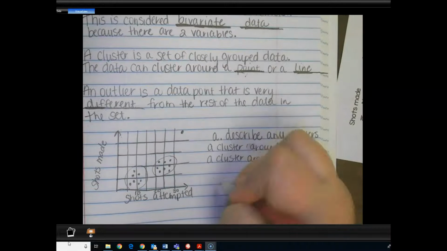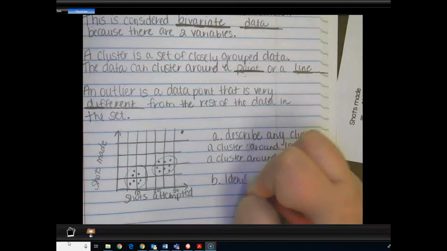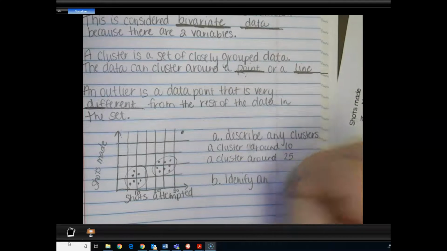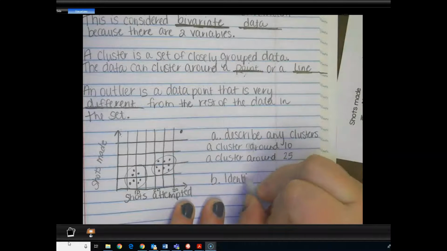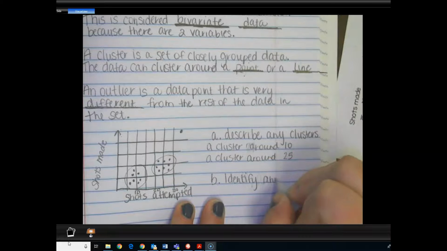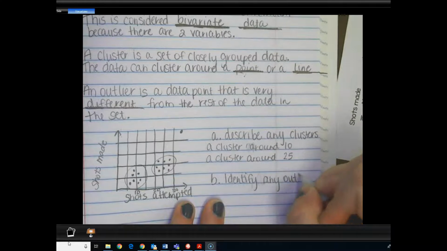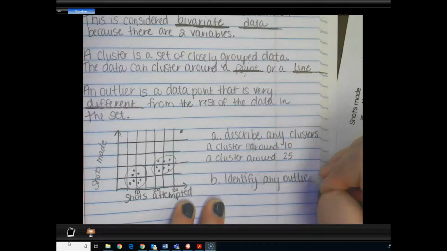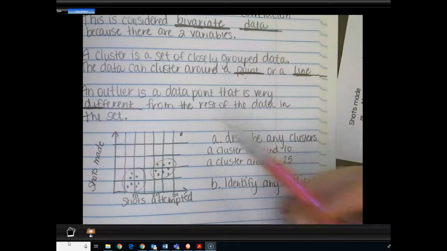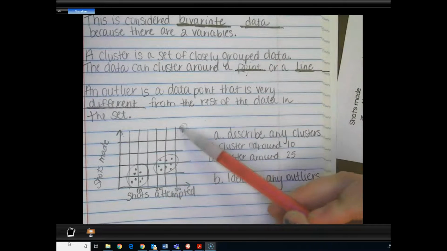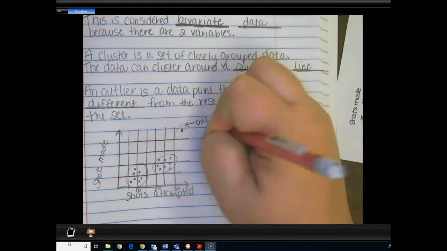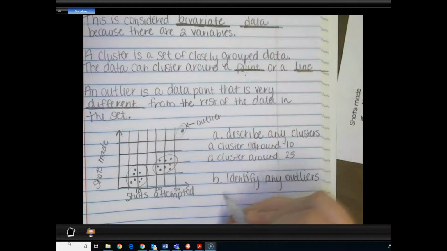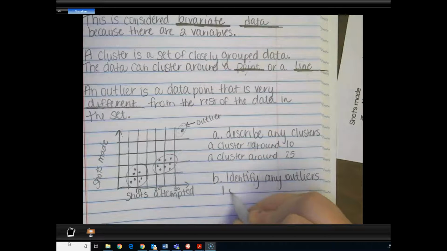All right, and then B was identify any outliers. Man, I cannot spell, I'm sorry. Identify any outliers. And I can see that this one up here is very different. And so I'm going to point to it and I'm going to say outlier. I'm going to put that there's one outlier.